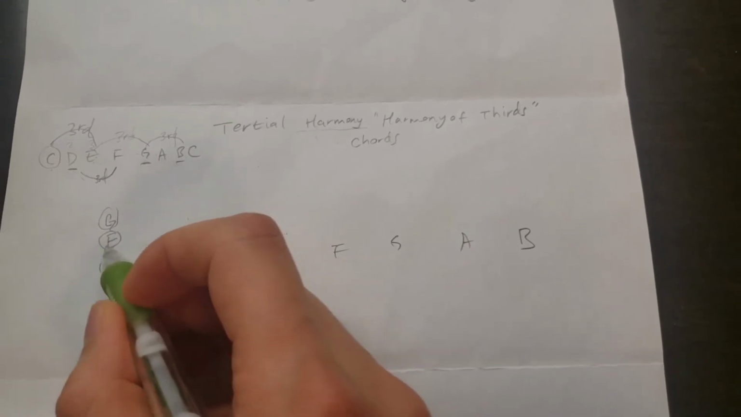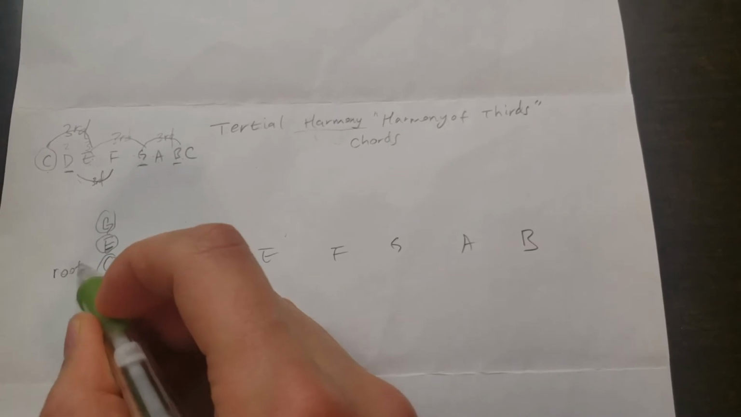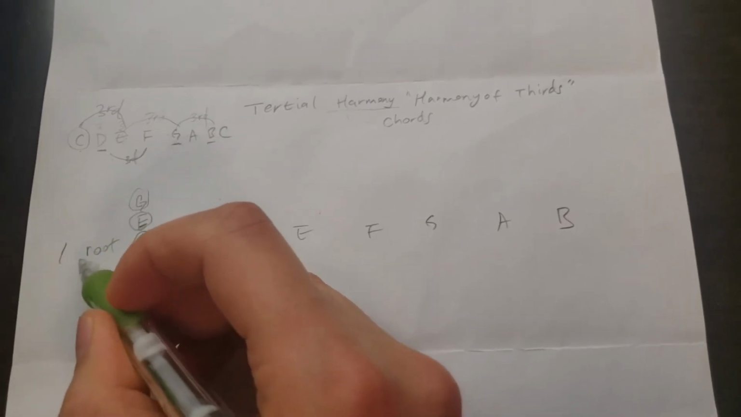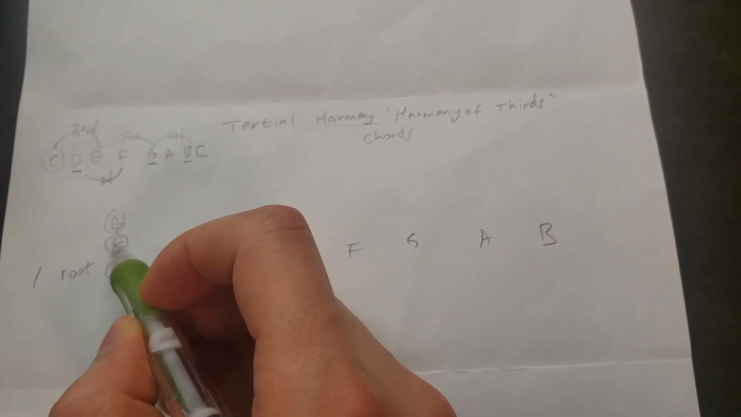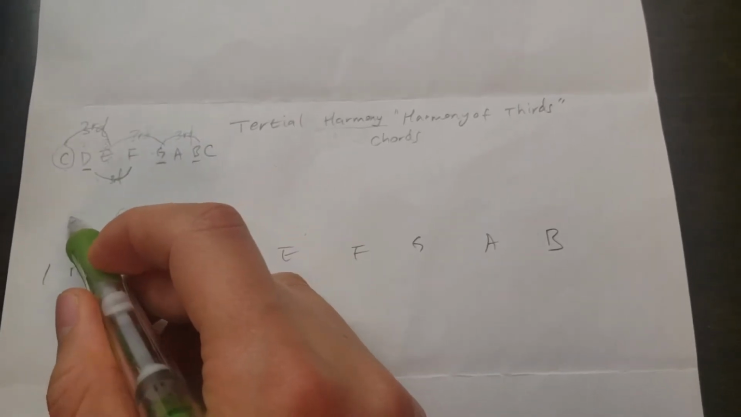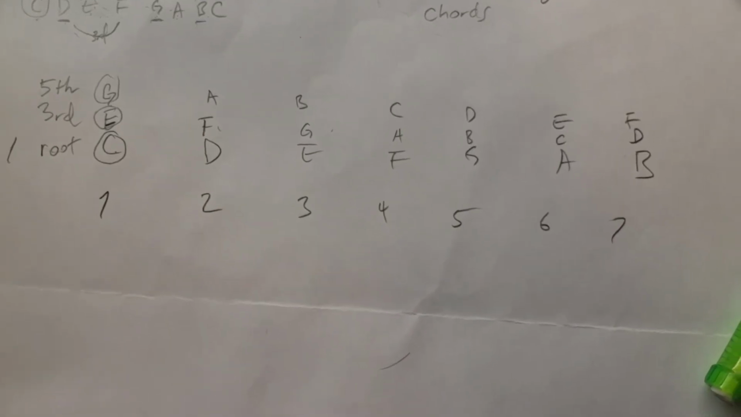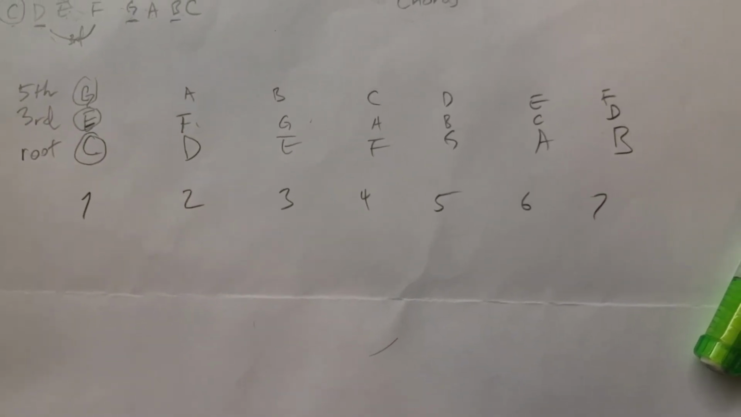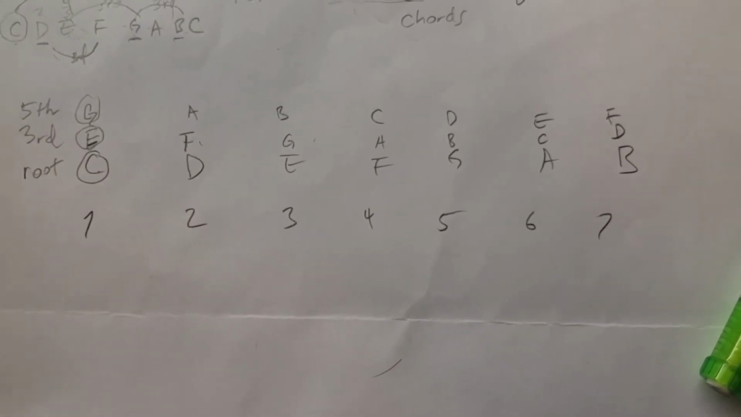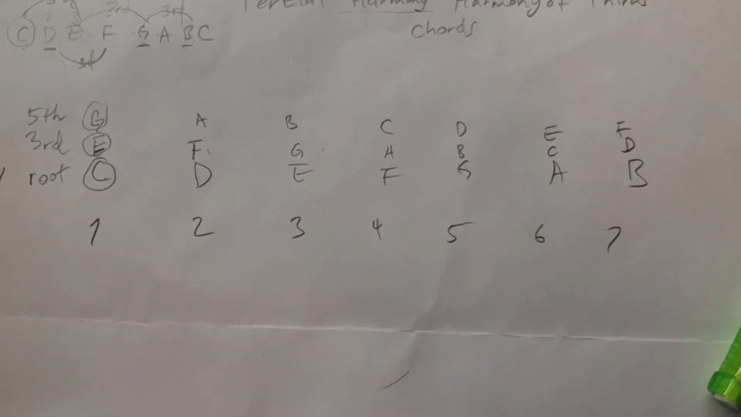The note that these chords are built off of is known as the root or the 1. The second note is known as the third. The top note is known as the fifth. Now let's do that for every one of these notes. And there you have it. Those are the 7 naturally occurring chords within the C major key.